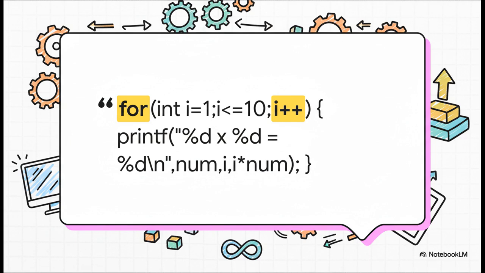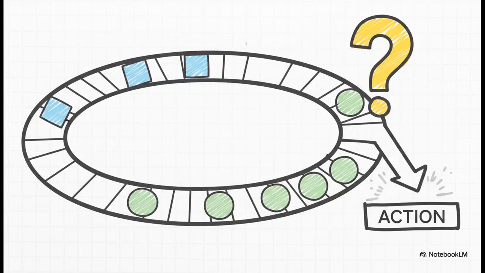Part 2 is the rule. It says keep going as long as i is 10 or less. And part 3 is the what's next. After each go around, just add 1 to i. And it just does that over and over until it hits 10. Simple, clean, and super efficient. So just repeating stuff, super useful.